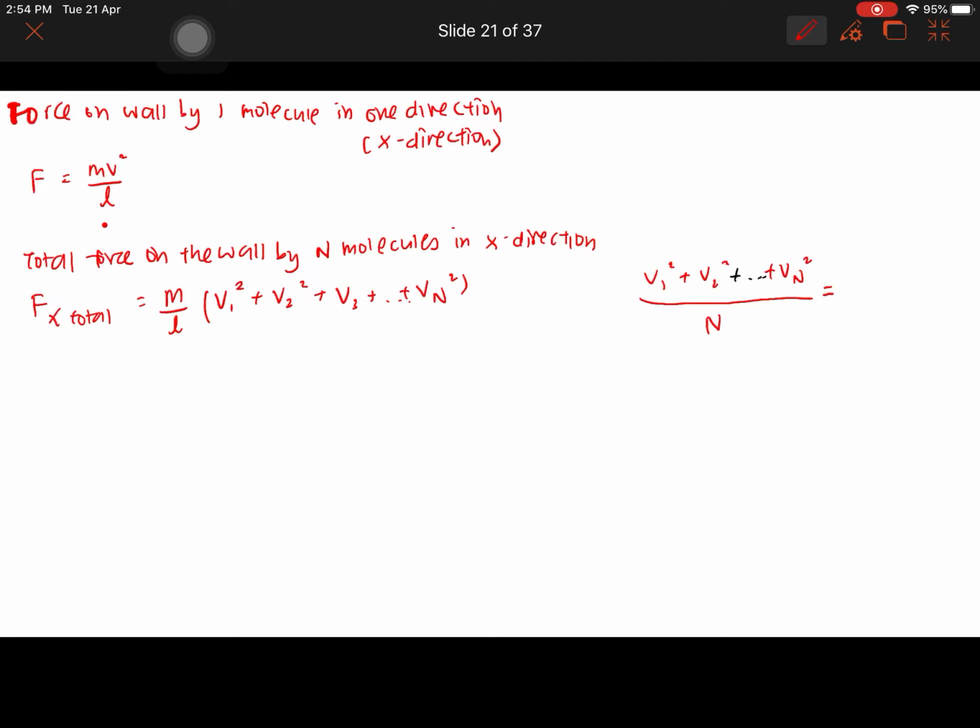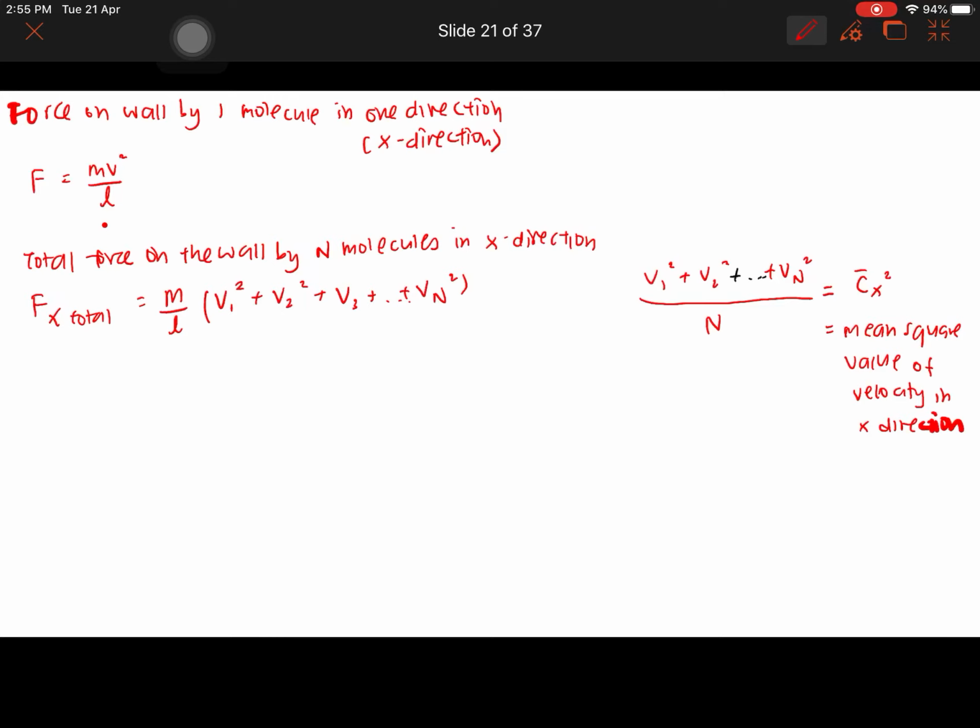Now, I'm going to call this cx square with a line above. This is called the mean square value of velocity, and in this case it's in the x direction. It's our average square velocity in the x direction.